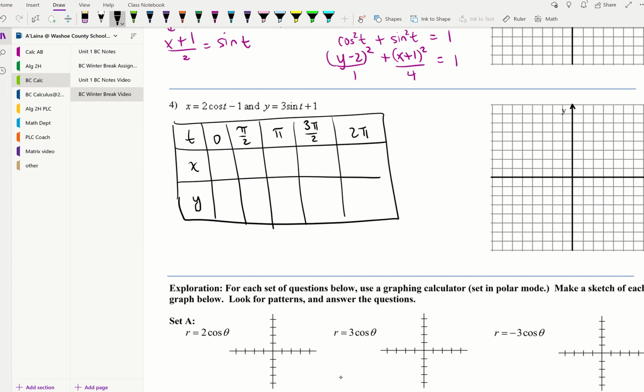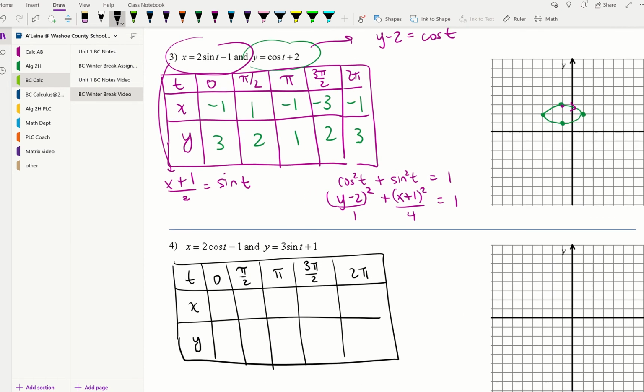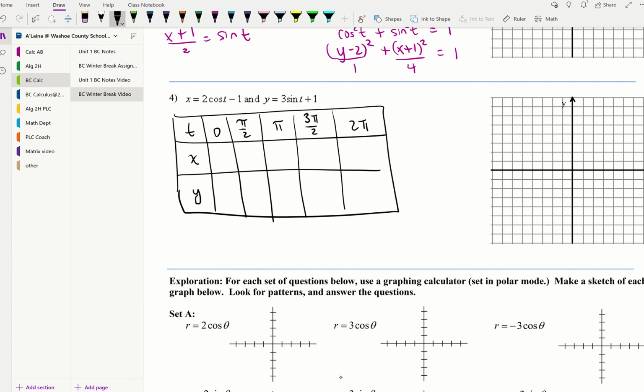So remember the cosine of 0 is 1. Is this the same problem? Oh, no, it's not. Okay, cosine of 0 is 1, so this is 1. Cosine of pi over 2 zeroes out. Cosine of pi is negative 1, and so forth. If I do those for y, I'm using the same values of t with 3 sine of t plus 1. So sine of 0 is 0. Sine of pi over 2 is 1. Sine of pi is 0. Sine of 3 pi over 2 is negative 1. And sine of 2 pi is 0.